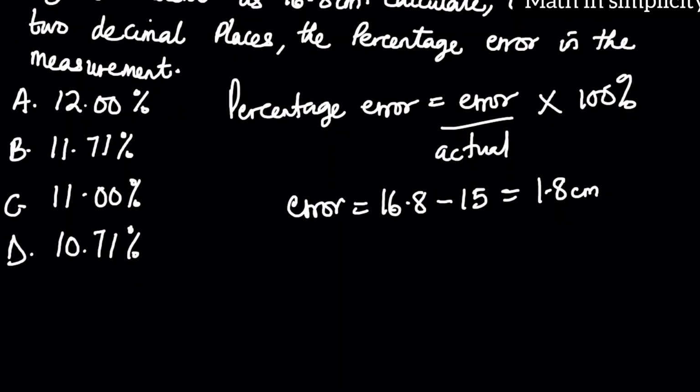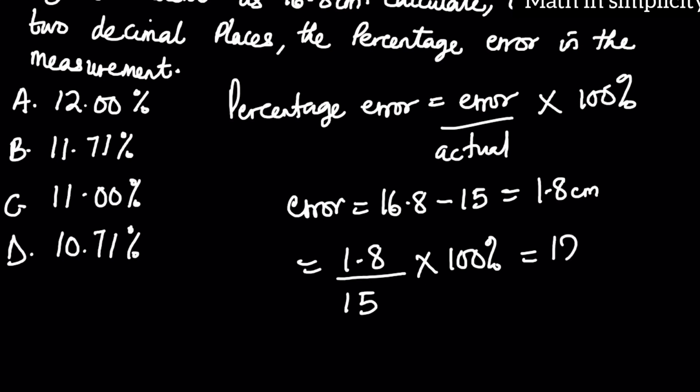So let's just replace everything in the formula so that the percentage error is equal to our error now, which is 1.8 divided by the original, which is 15, times 100%. So if you multiply 1.8 times 100 and divide by 15, you're going to have 12% as our answer. But since we are asked to leave our answer in 2 decimal places, we can just put 00 for it. So we have 12.00%, and that's the same as option A.